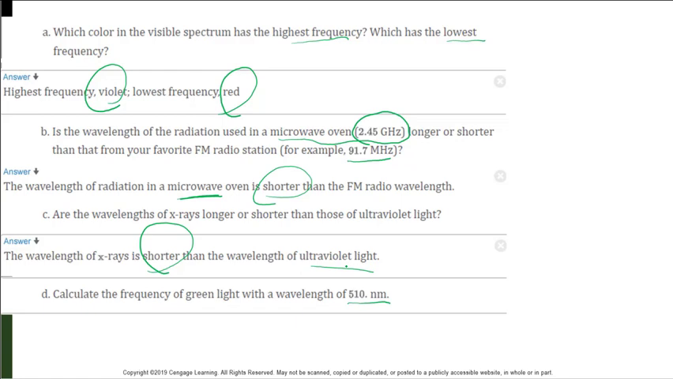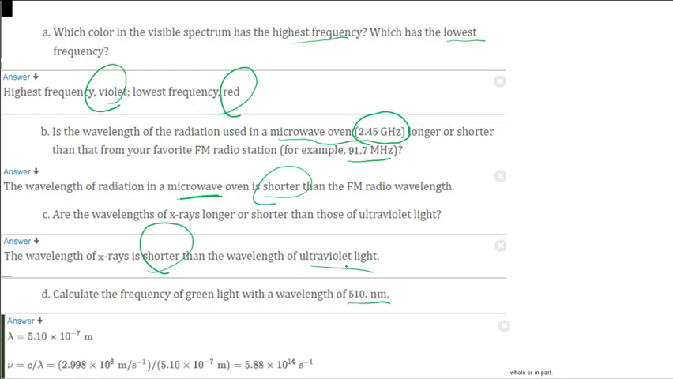And if I want to find the frequency of green light, I'm going to take the speed of light divided by the wavelength. Again, my wavelength needs to be in meters, going from nanometers to meters. There are 10 to the 9th nanometers in 1 meter.